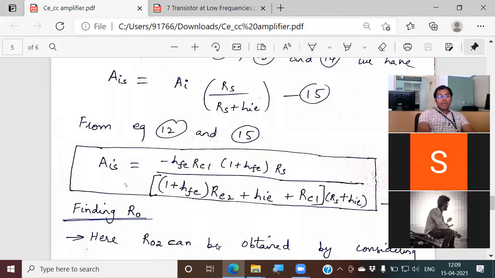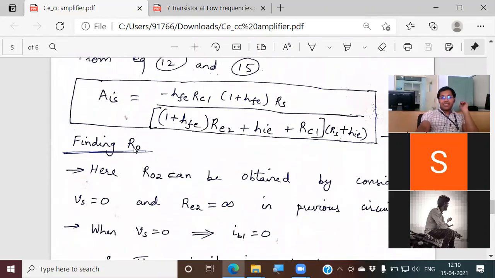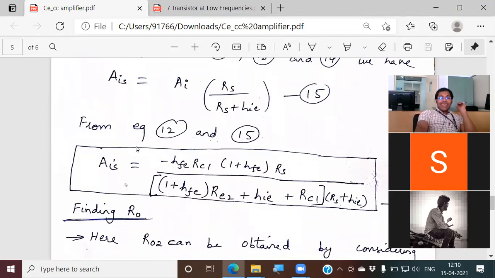Only less than 1 minute remaining. Anytime it may disconnect. Quickly tell the answer. If 2-3 students get the same answer, then we can accept. Fast, please. Anyway, all of you do this. We will see in the next class. Next class is R0, finding R0. Take homework, 2-stage RC amplifier.